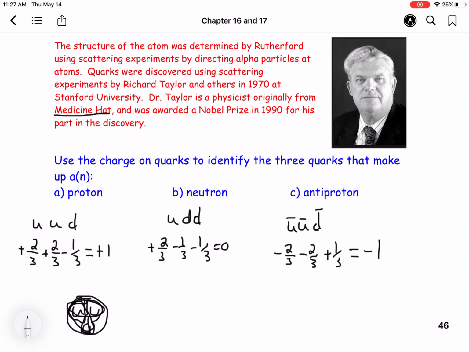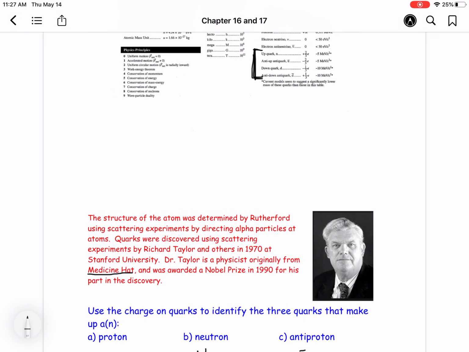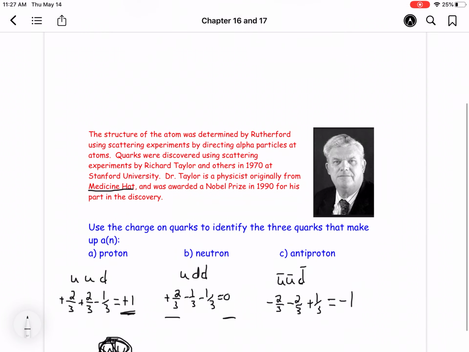And the reason I know it's an up and a down is because an up has a charge of 2/3, and a down has a charge of negative 1/3. So a proton is 3 quarks, 2 ups and a down. That gives me a total of positive 1. A neutron is an up and 2 downs, which is positive 2/3 and then minus 1/3 minus 1/3, which equals 0. And so quarks have fractional charges. Quarks do not exist on their own. They combine to create hadrons.